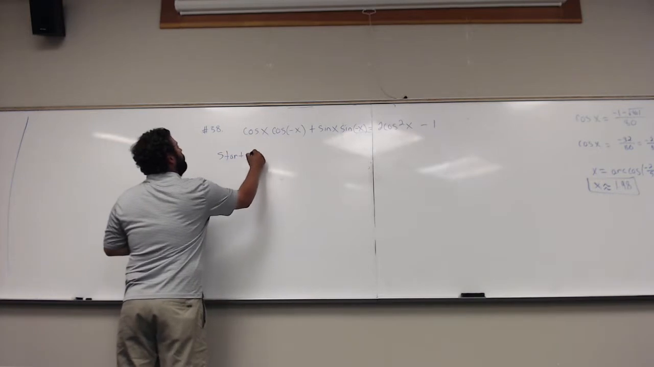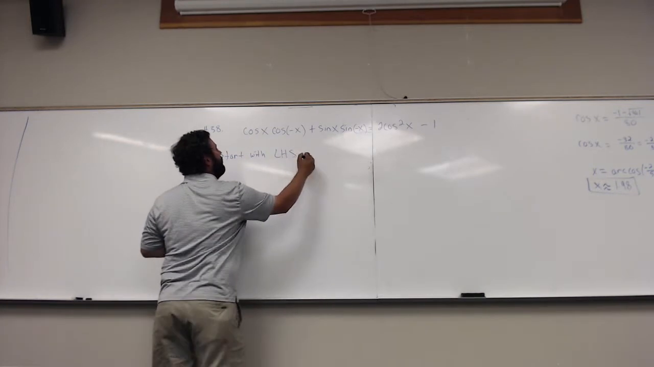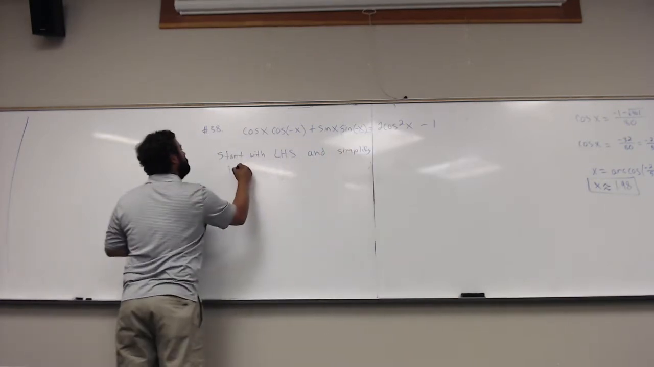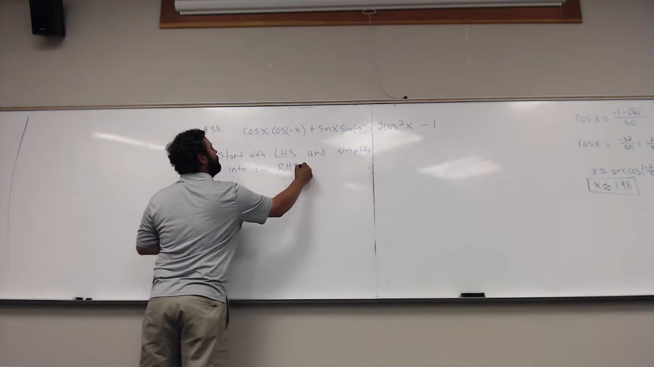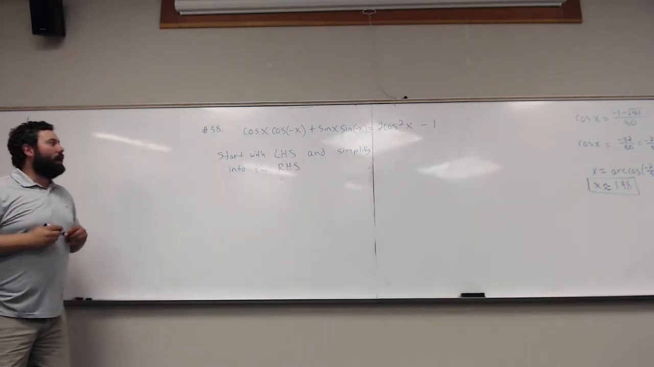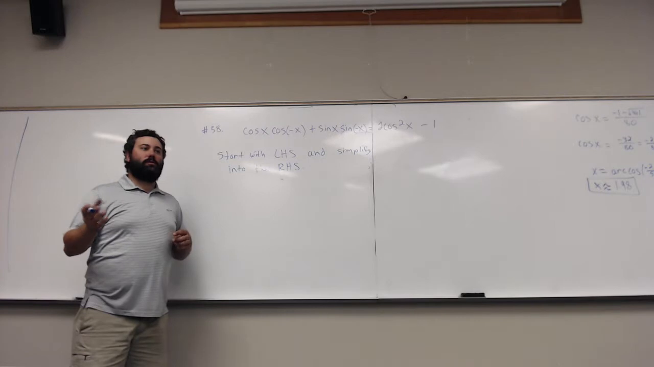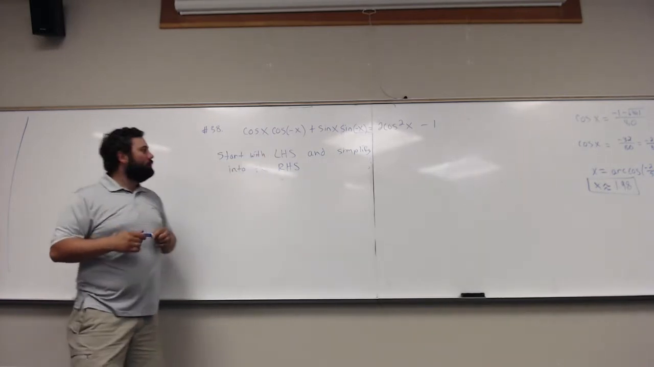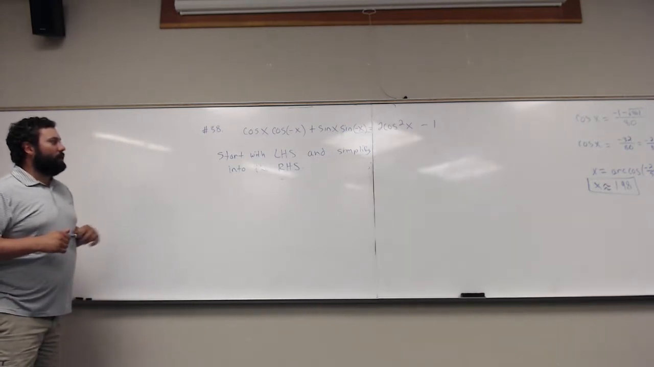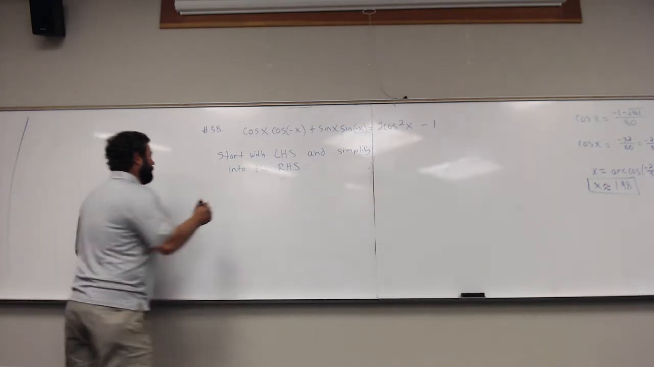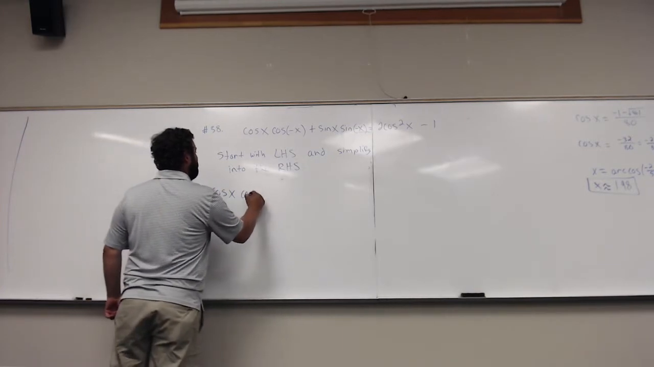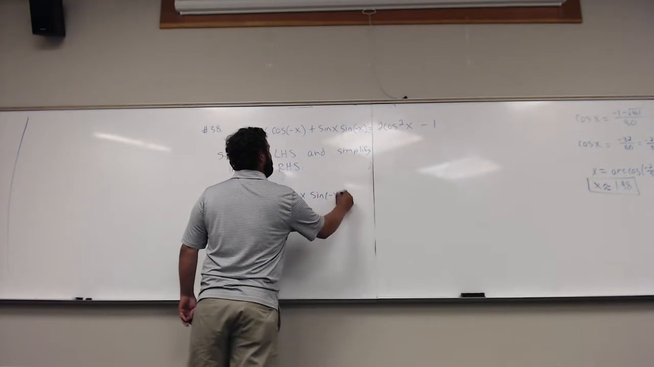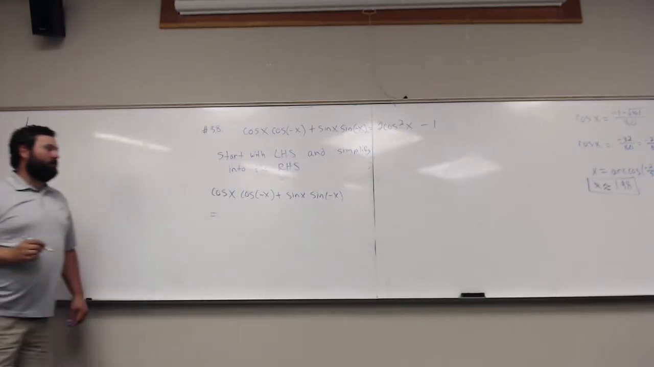Again, we start with the left-hand side and simplify into the right-hand side. So pick a side you want to work with. If you get stuck, sometimes you can start trying to simplify the other side to meet somewhere in the middle. But all of these can be done by just picking one side and simplifying into the other. Okay, so you took the left, and we're going to try and simplify that into the right-hand side.